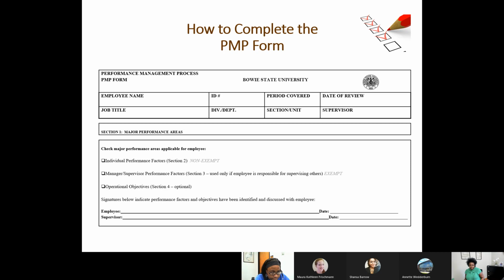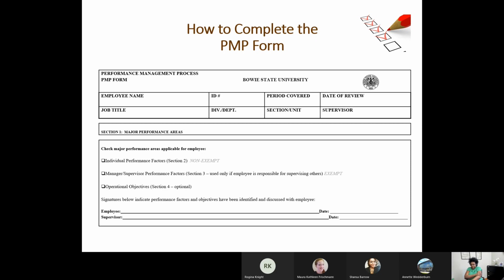Okay. So section 1 contains the major performance areas. If your employee is not managing anybody, and is only performing his own work factors, you would select individual performance factors. That's non-exempt. If your direct report has direct reports and is a leader, manager, or supervisor, you would select the first individual performance factors and the second individual performance factors.